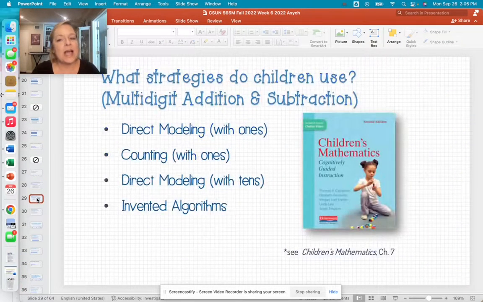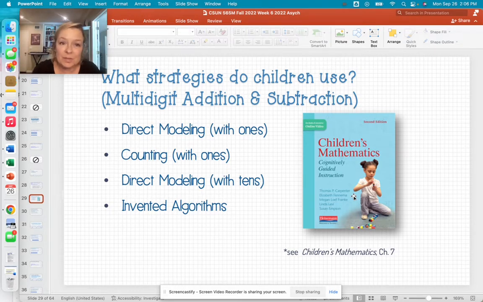So as we look at the types of strategies that young people use for multi-digit addition and subtraction, we lean on the work that was done by Dr. Thomas Carpenter, Elizabeth Fennema, Megan Franke, Linda Levi, and Susan Empson in the book Children's Mathematics. This is a fundamental text for mathematics instruction, and I do hope that at some point in your teaching career, you have the opportunity to read it. I highly recommend it. So in the book, they talk about how young people use direct modeling with ones, counting with ones, direct modeling with tens, and invented algorithms.